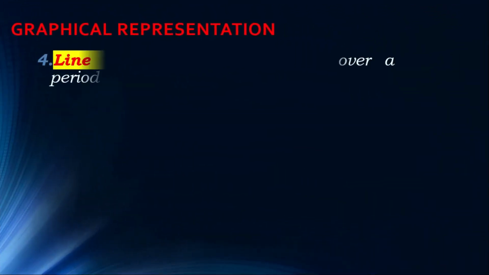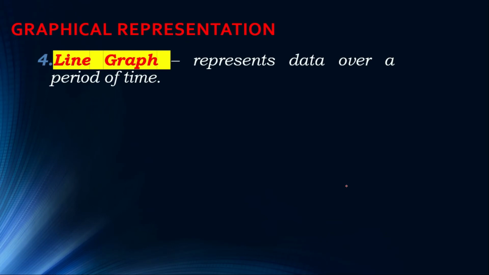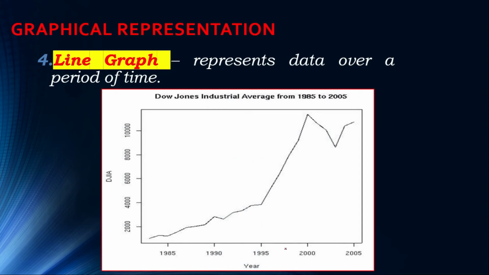Ayan. Next one is the line graph. It represents data over a period of time. So, pag ang tinutukoy naman natin ay oras, ang mas maiging gamitin is line graph. So, ito ang ating presentation. Ayan, ito yung ating numbers dito or the frequency at ito yung ating mga time. So, year ito 1985, 1990, 1995, 2000, and 2005. So, line graph ang gagamitin.